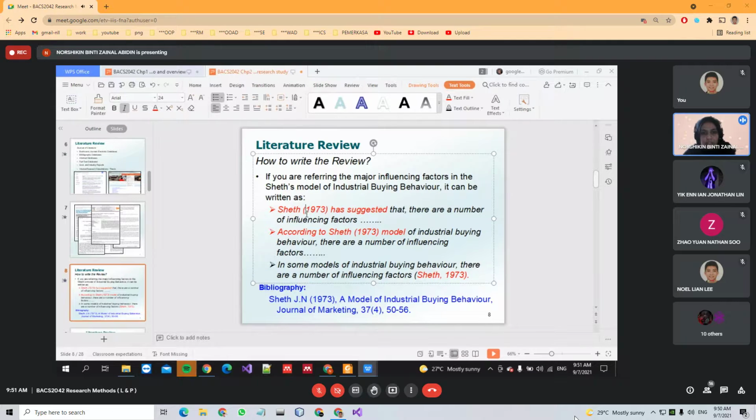You need to input the name and the year of the paper. And then you don't write what the paper said, but you need to conclude what they already said in that paper. So this is the example of how you write LR, literature review.